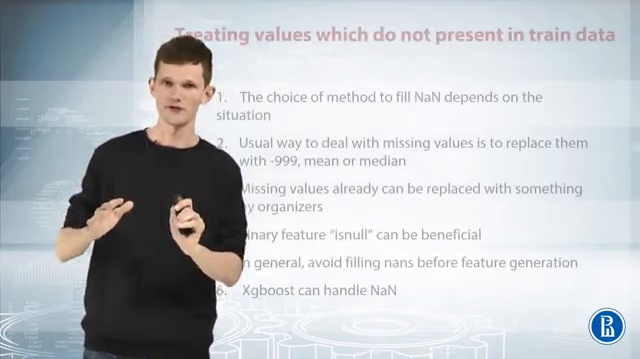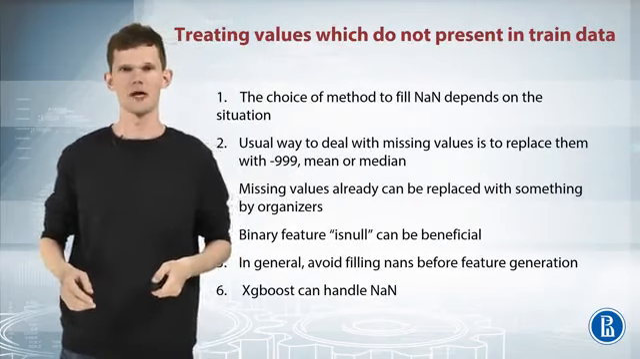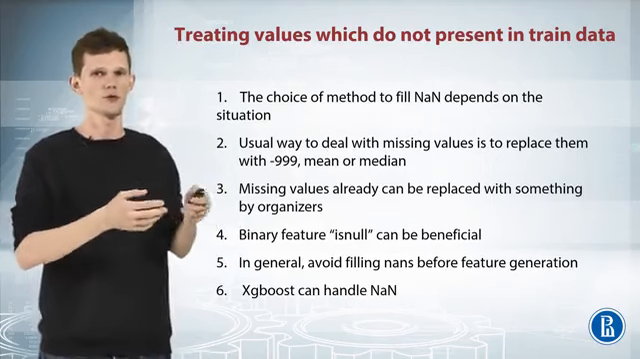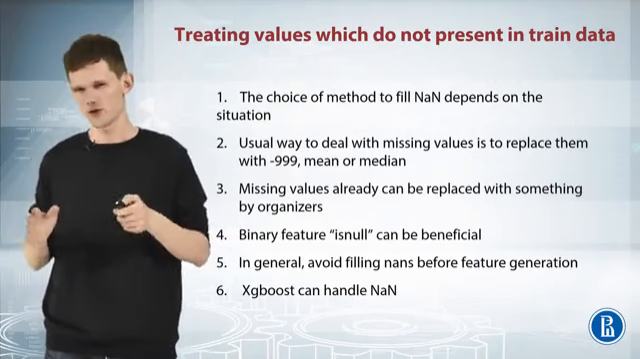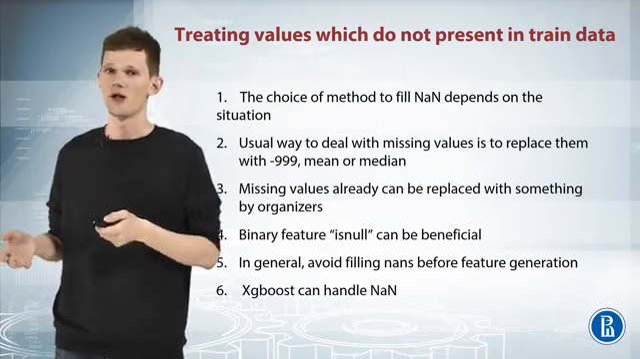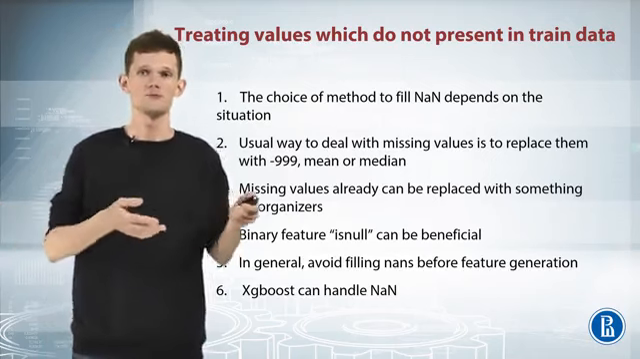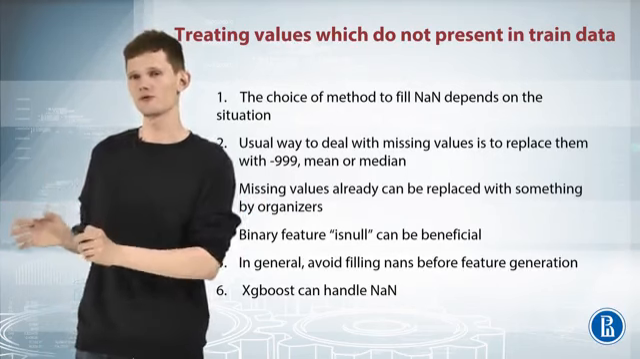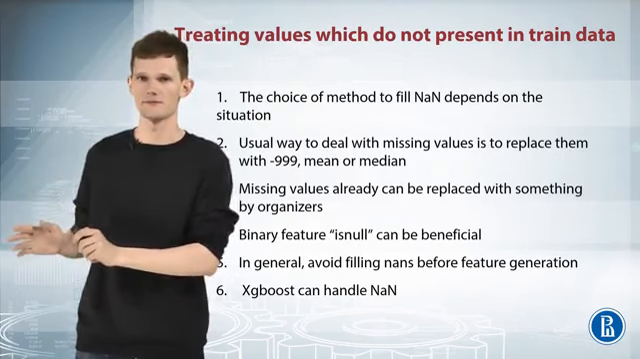To conclude this video, let's overview the main points we have discussed. The choice of method to fill not numbers depends on the situation. Sometimes you can reconstruct missing values, but usually it is easier to replace them with a value outside the feature range, like -999, or to replace them with the mean or median. Also, missing values can already be replaced by something by the organizers.